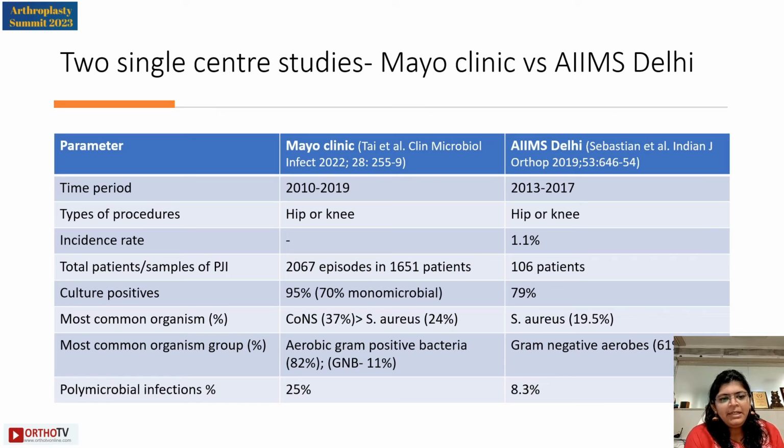There is actually very little Indian data available in literature. In fact, it is only one single center study from AIIMS Delhi that has reported about 106 patients of PJIs over a period of 4 years.